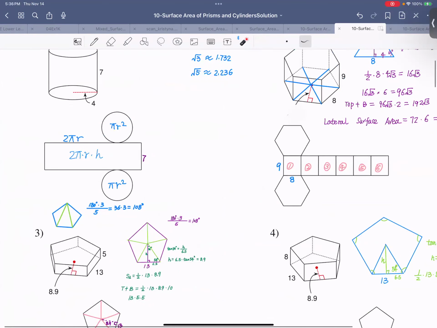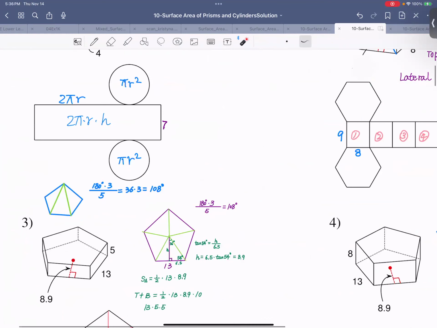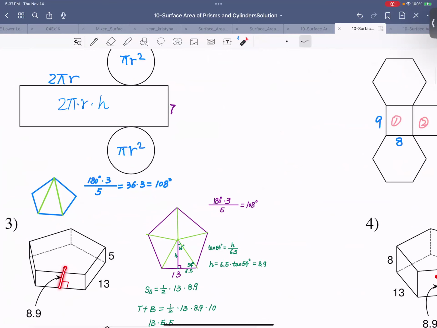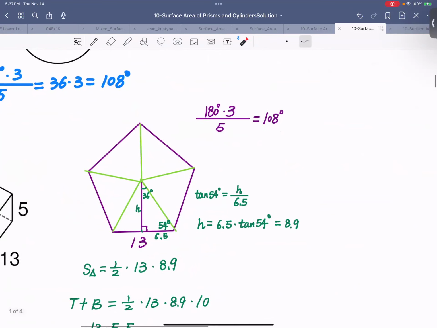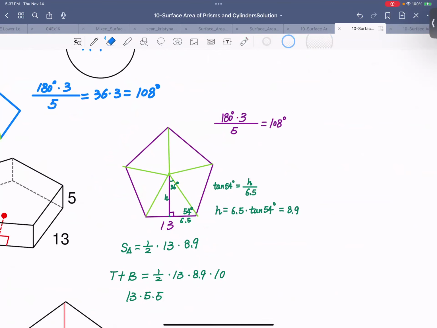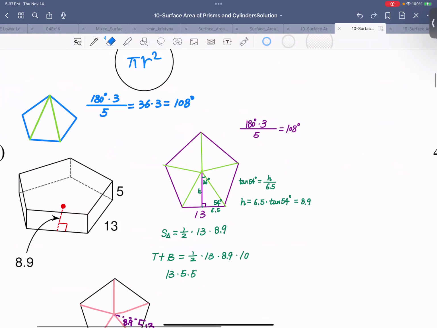Now number 3. Number 3 is similar to number 2. I want you guys not to use this given one, because we learned trigonometry, so we can do this by ourselves. Let me call the next student, Bella. Let's try here. This is a pentagon for the top and also the bottom. As a pentagon, we want to figure out the center angle. How much is the total of this angle?